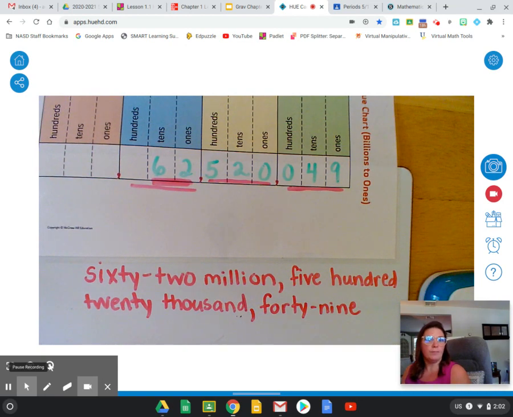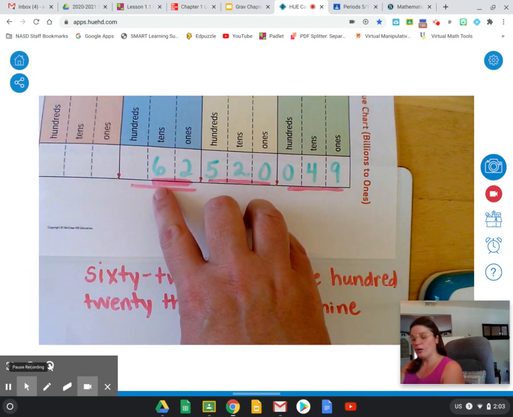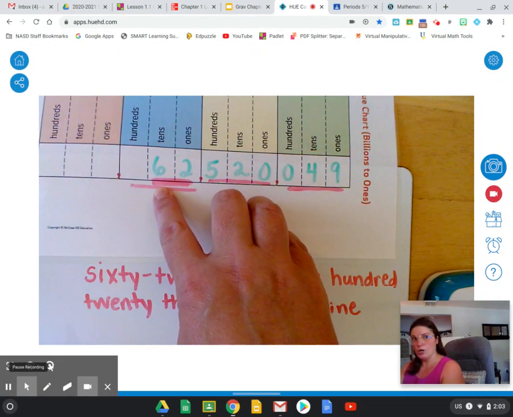62,520,049. Next, we're going to expand that number. All right, so now let's write this number in expanded form. Now, in 4th grade, you wrote expanded form a certain way, but in 5th grade, we write expanded form a little differently. So, for expanded form, again, it's very helpful if you use your place value chart.